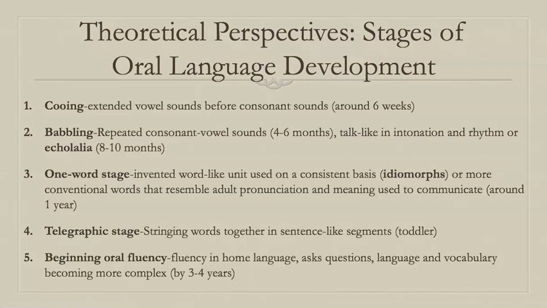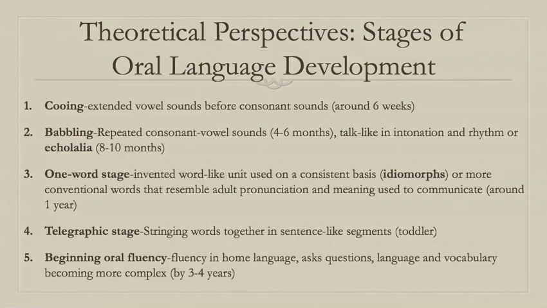The second stage is babbling, and occurs around 4 to 6 months, and it's when the child is able to repeat consonant and vowel sounds, so paired together, like da da da da, or ma ma ma ma, or pa pa pa pa, which are typically the first ones that the children say.